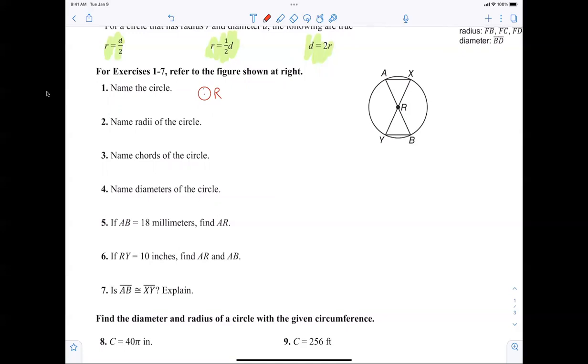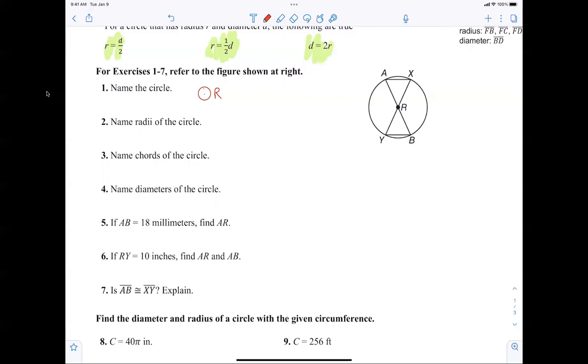All right, then let's name the chords. A, B, X, Y. What else? AX and BY. Everybody okay with that? And then, of course, the diameters again are AB and YX.